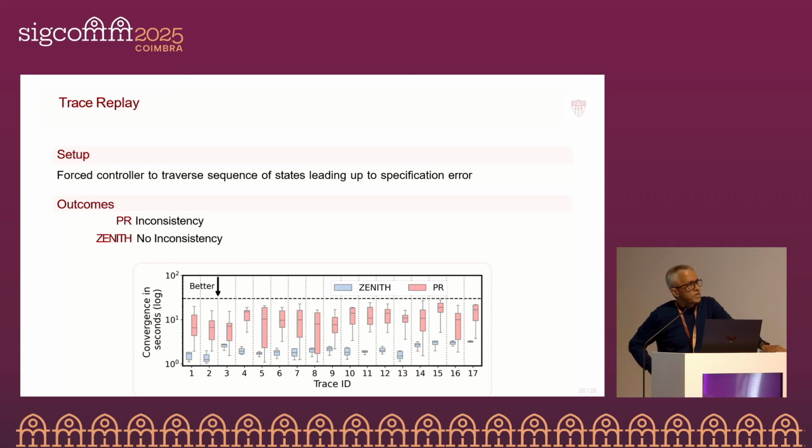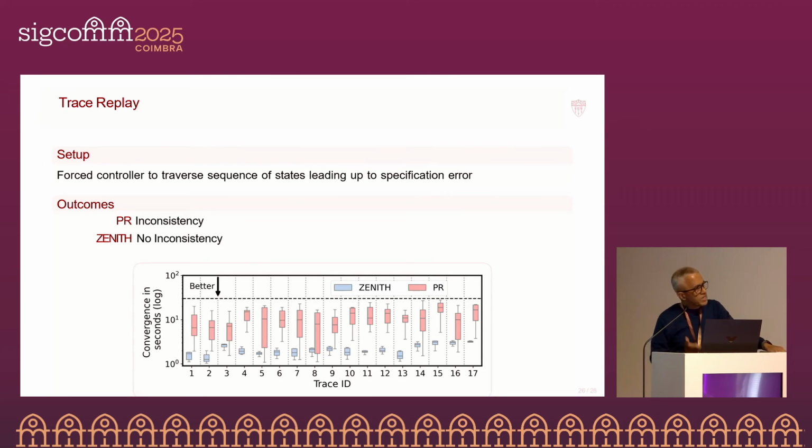The first experiment did a trace replay. Recall that we found a bunch of specification errors as we were verifying the specification. Now, we took the two controllers, one, the traditional controller with periodic reconciliation and one with Zenith, and we made them go through the set of states that resulted in a bug.